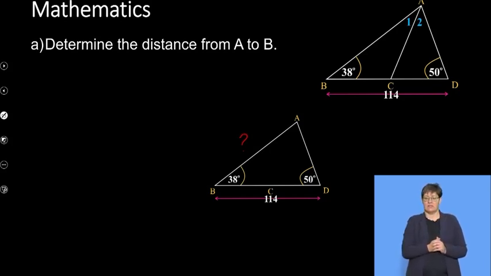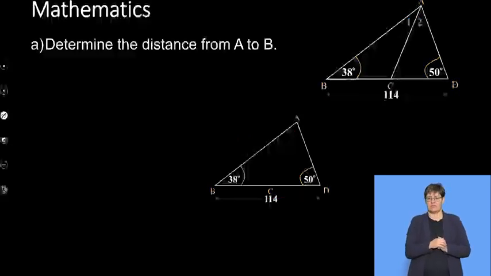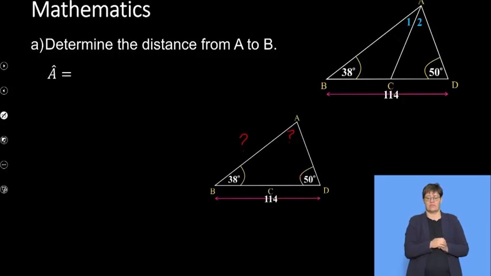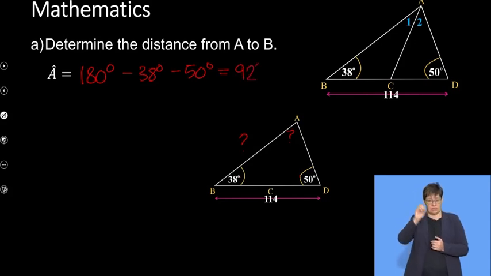Okay, so I need to have at least one matching pair. So again, because I'm given these two angles, I can find this third angle pretty easily using the three angles of a triangle. So, angle A will simply equal 180 degrees minus 38 minus 50 degrees. And that's going to equal 92 degrees.